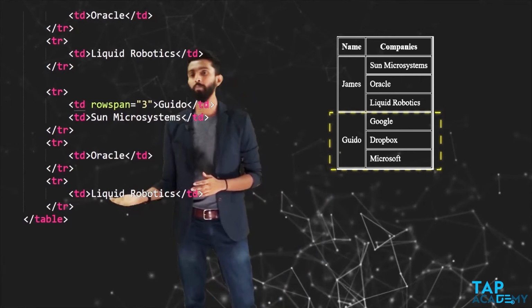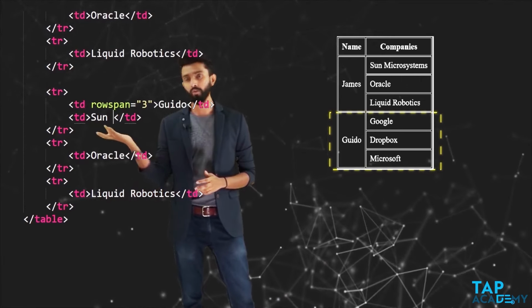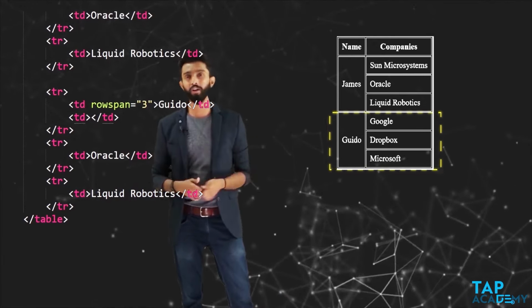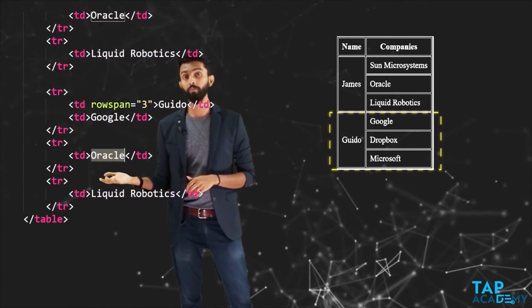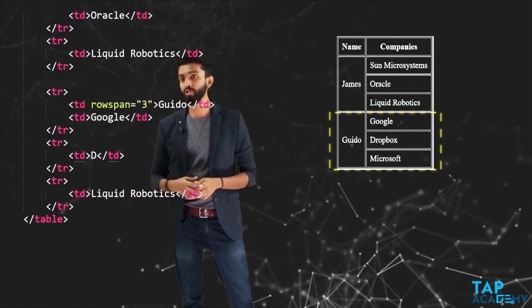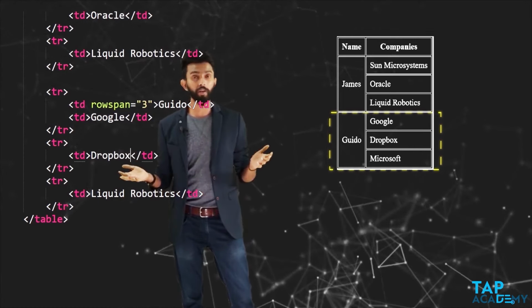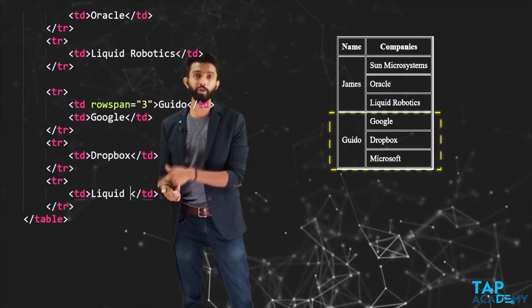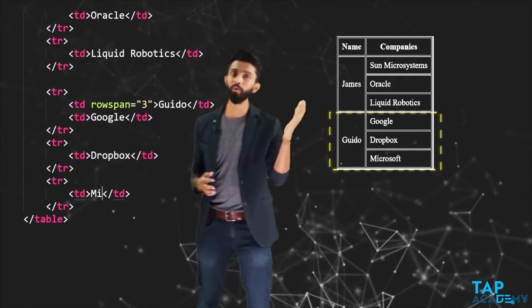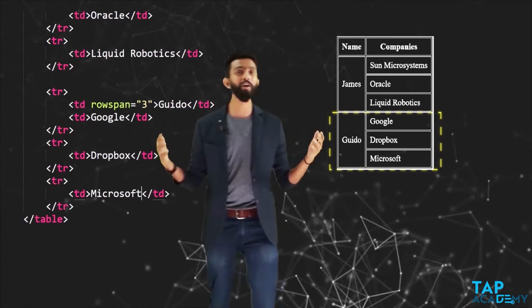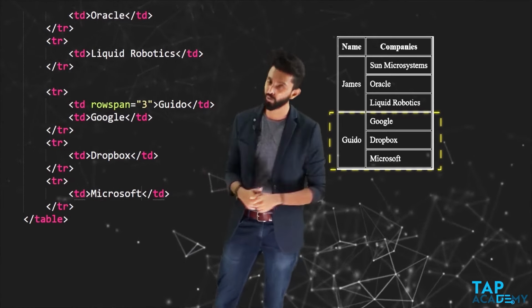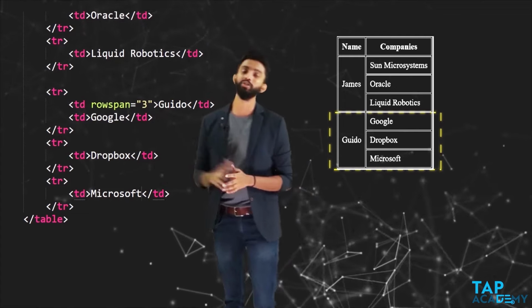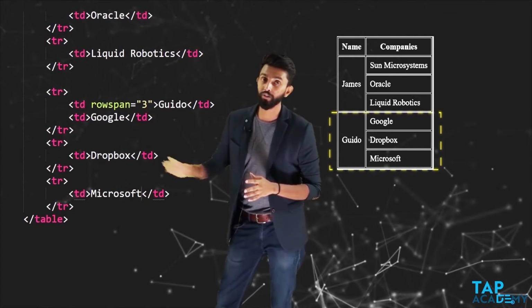Next, the company that Guido van Rossum first worked for is not Sun Microsystems, so I will accordingly change it, make it as Google. The next company is not Oracle, I will make it as Dropbox. The next company is not Liquid Robotics. I will change it to Microsoft because recently on Twitter, Guido van Rossum announced that he's coming out of retirement and he's going to join the Microsoft development team. This is exciting news for all of us. Any which way. Am I clear till this point of time?